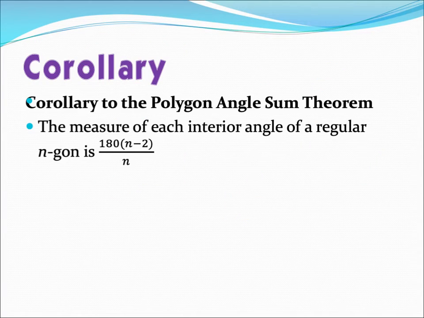Okay, a corollary, which is something easily determined from the theorem. But again, this time it's just a formula. And for this one, it's saying the measure of each interior angle of a regular n-gon. So now we're talking about one specific angle. It's still interior, but what's the word regular mean?